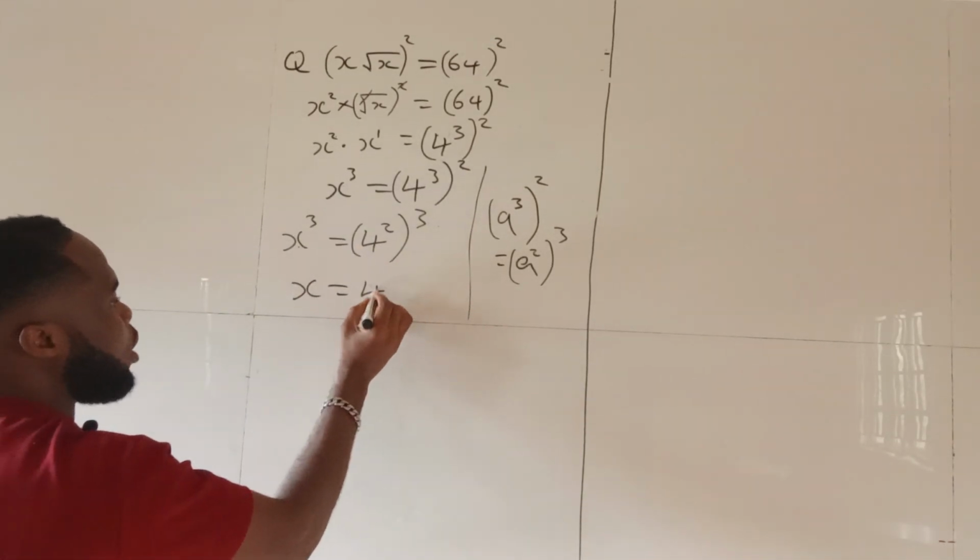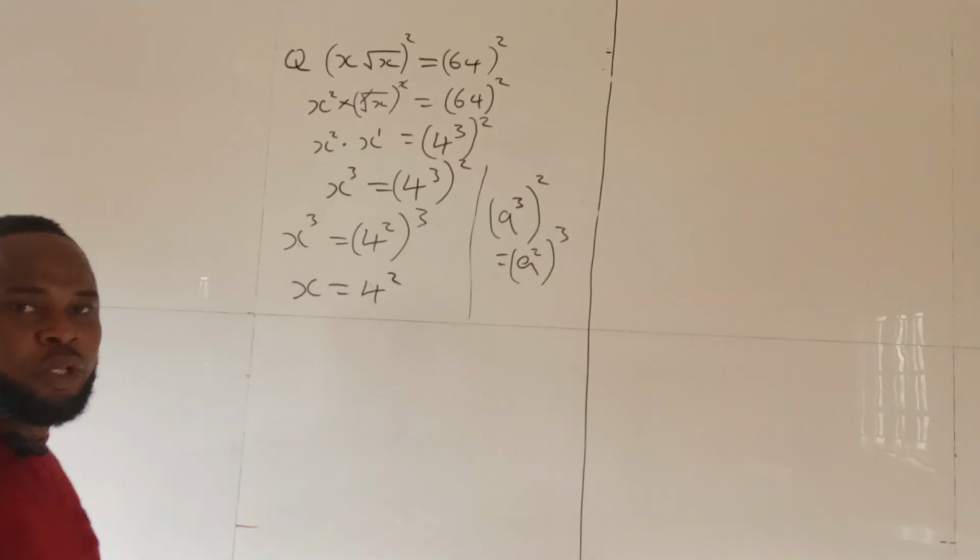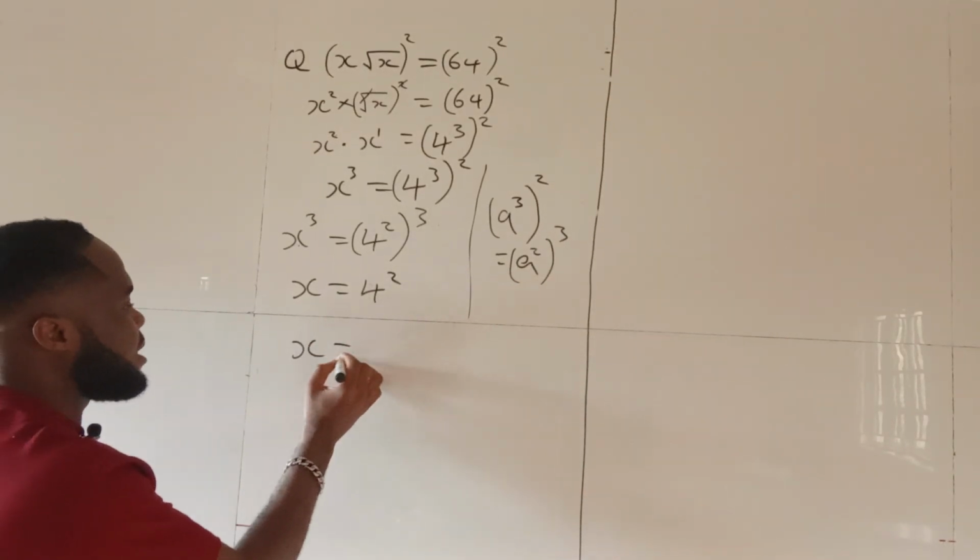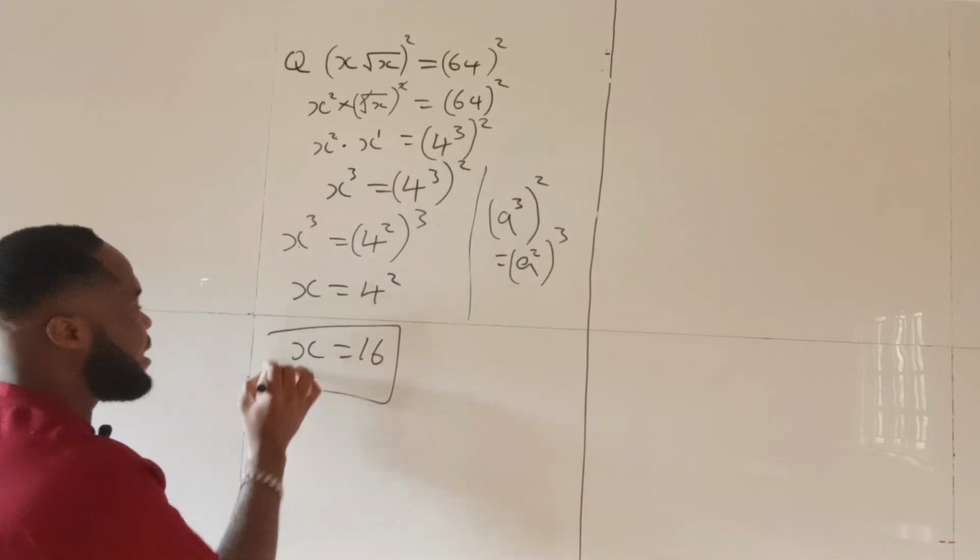Now, since they have the common power 3, that means x equals 4 raised to the power of 2. And 4 raised to the power of 2 is 16. That means x is equal to 16. And that is the answer.